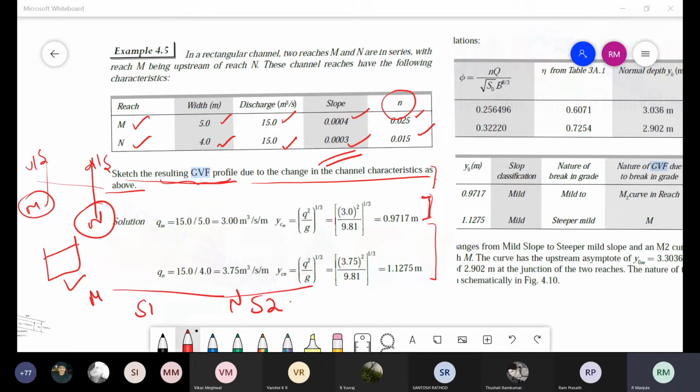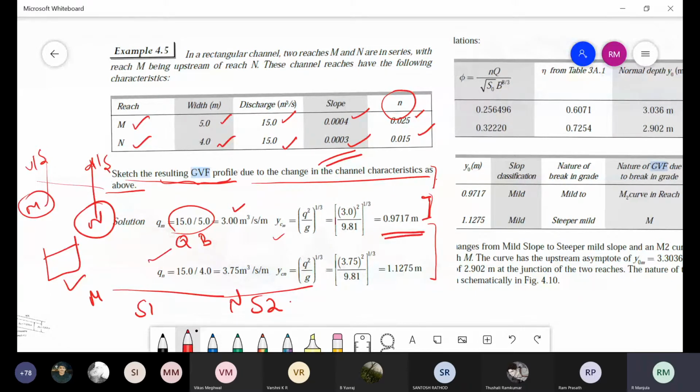So you have to sketch the resulting GVF profile due to change in the channel characteristics with the given data. Now you know the discharge. Discharge per unit width is 15 divided by the width, so Q by B gives your small q. And the critical depth for a rectangular channel, yc at M and yc at N. At section M, the critical depth is (q squared by g) whole power 1 by 3.